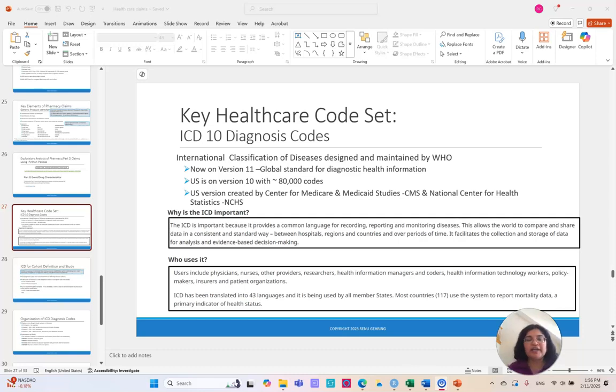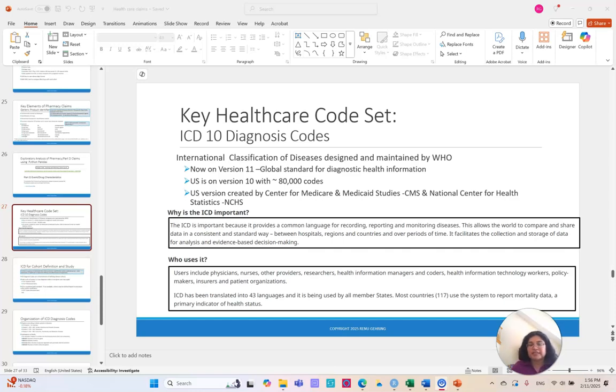But first of all, why is ICD so important? Well, because we need a common language. We need a common language in order to report on our data, in order to monitor disease, in order to say, okay, is this diabetes or is this not diabetes? And we need that in order to be able to share data and share data analysis.